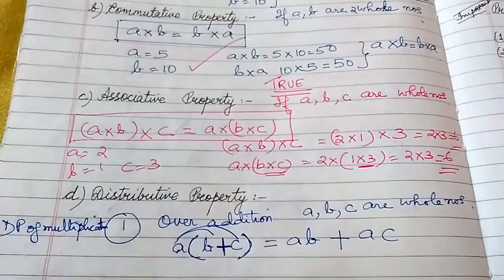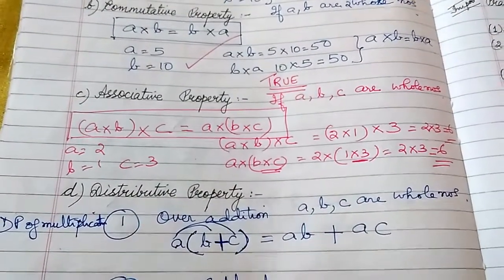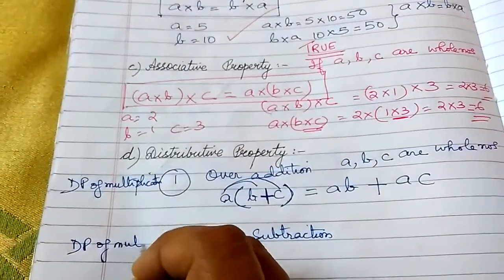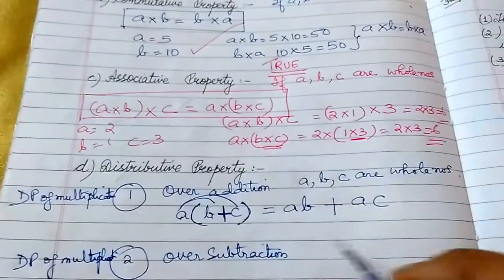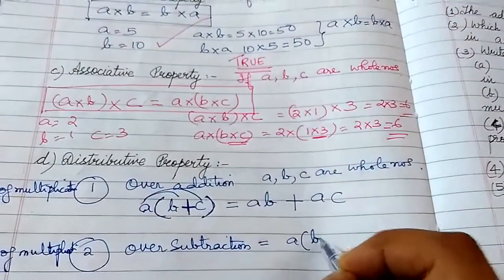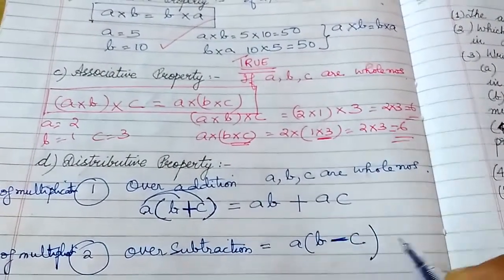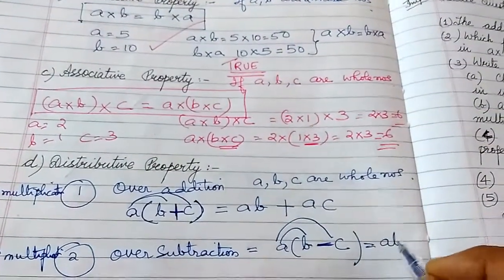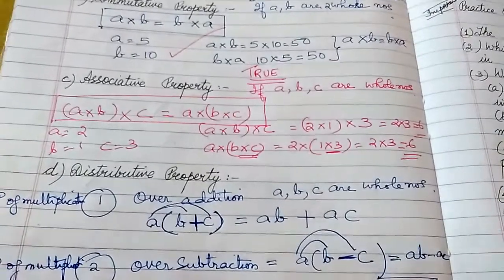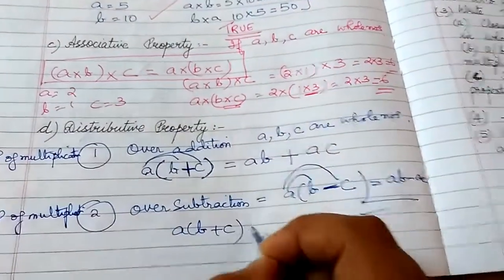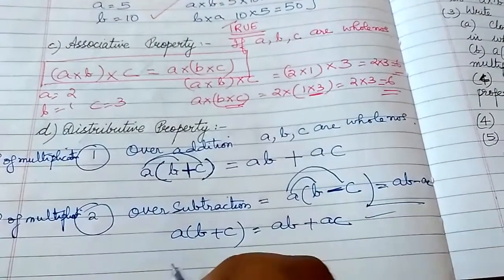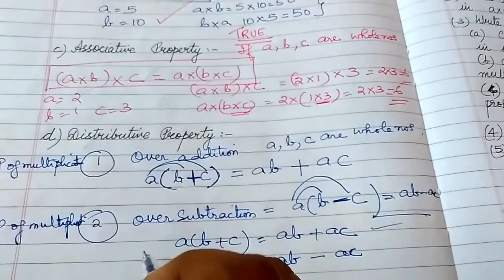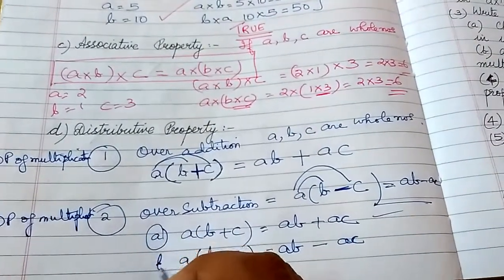Now the second is the distributive property over subtraction. This is the distributive property of multiplication over subtraction. What is it? That is a into b minus c. Here there is a minus sign. That is equal to a into b, then put a minus sign, then a into c. So ab minus ac. These are the two: a into b plus c equals ab plus ac, and a into b minus c equals ab minus ac. This is the first part and this is the second part.